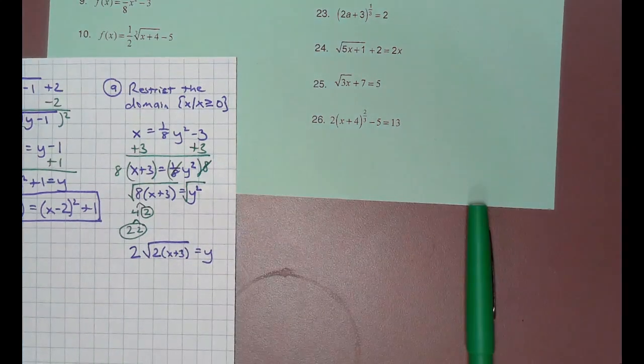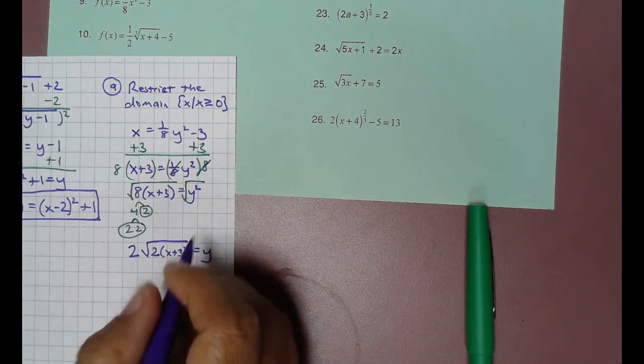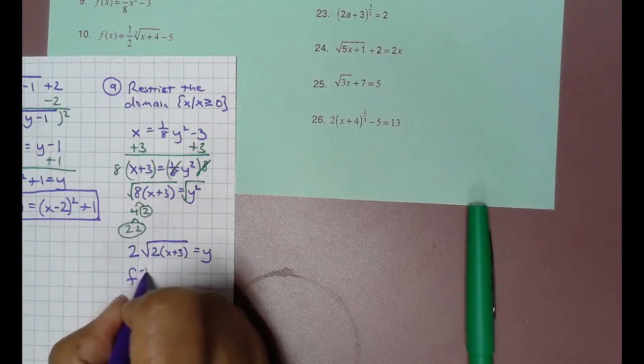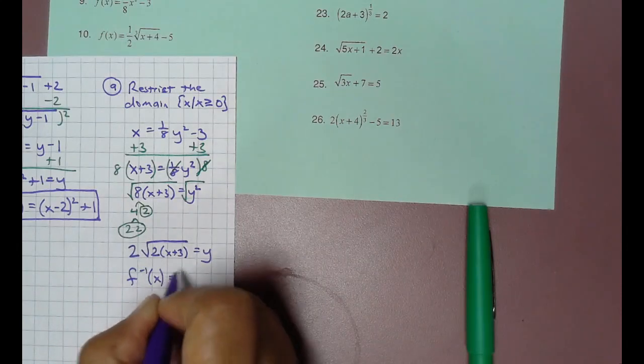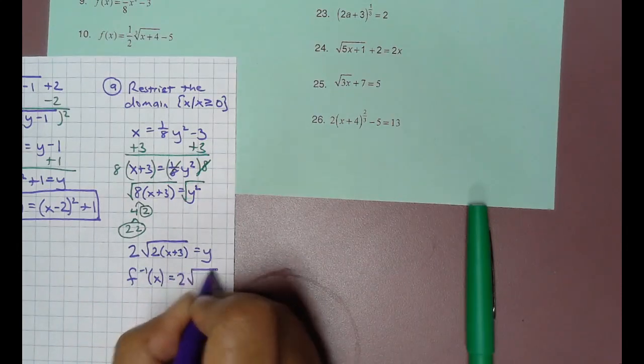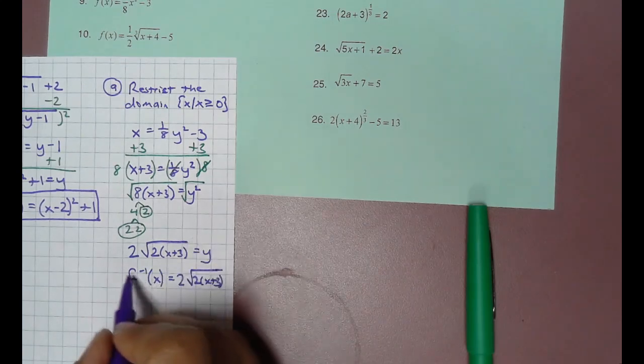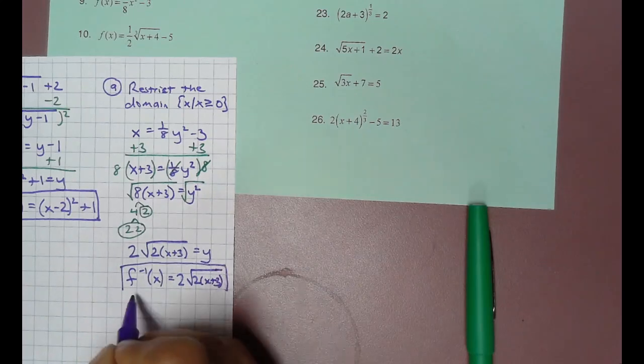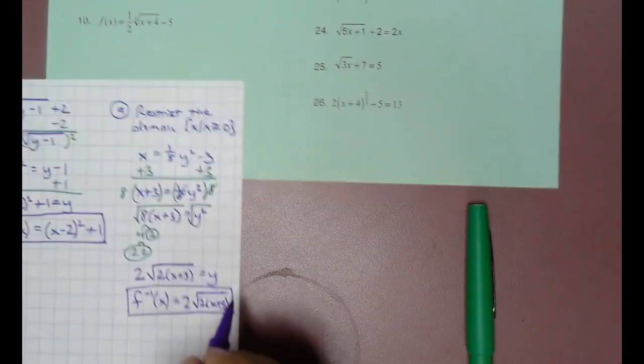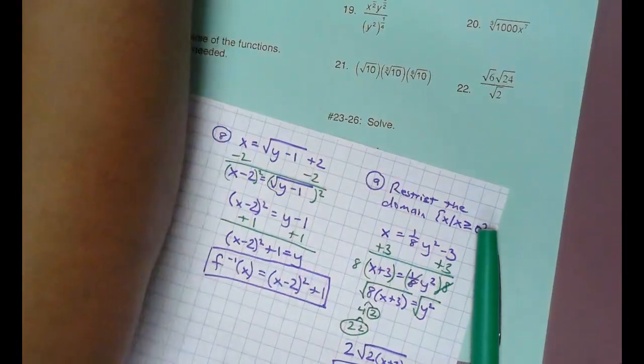And then the last step is to write it in the correct notation. So the inverse of f is 2 times the square root of 2 times x plus 3. And you could distribute the 2 inside if you'd like to. All right, let's go.